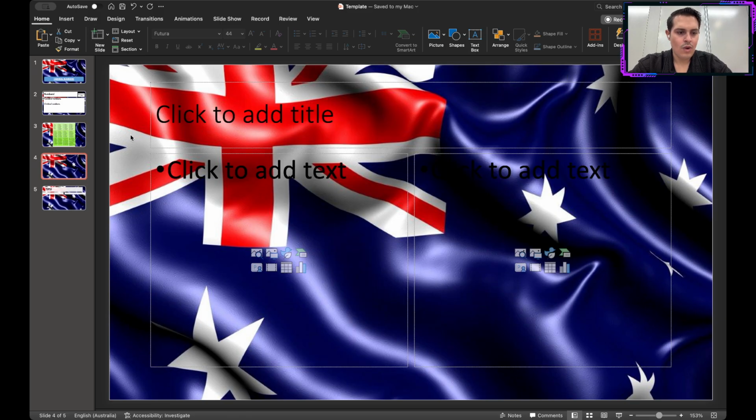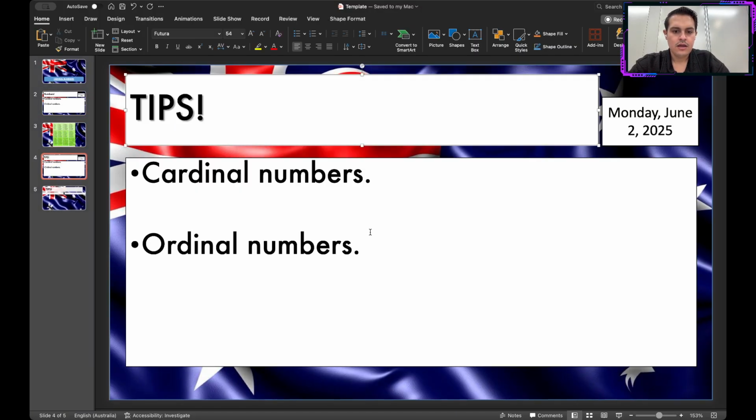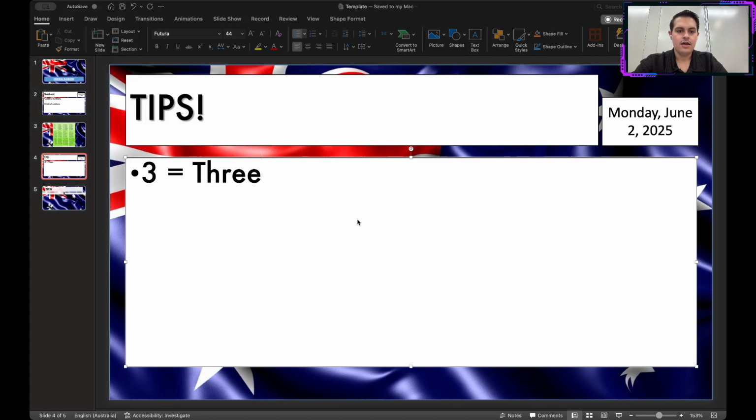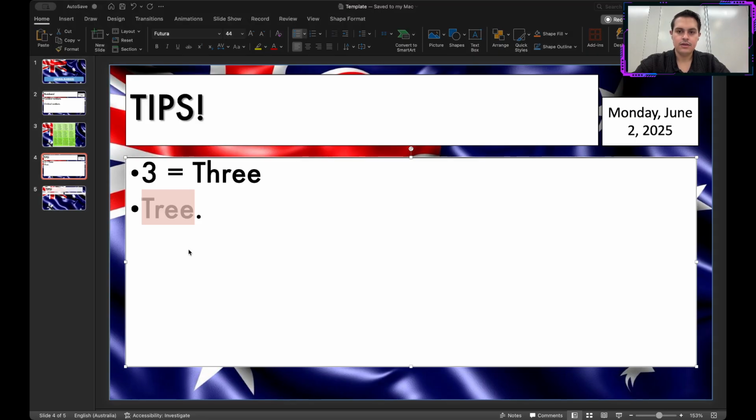Let me create one more slide here. Let me copy this one. Okie dokie. Tips. When I have the number 3, I have this. Pay attention to the pronunciation. Three, three, three. Number 3. Because we also have one word that is like this: tree. Tree, okay? Three, three, three. It's kind of different, okay?